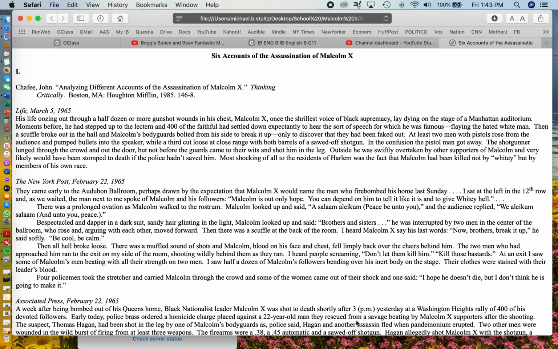Doing well. Today we're going to talk about the six accounts of the assassination of Malcolm X. Now, you should be creating a chart with different things to look at.